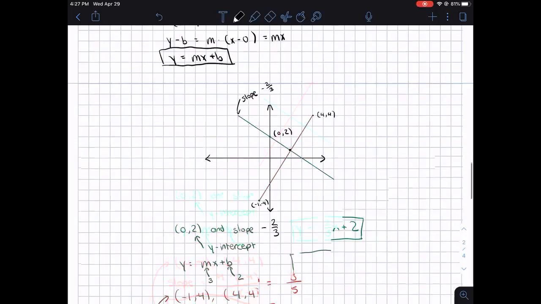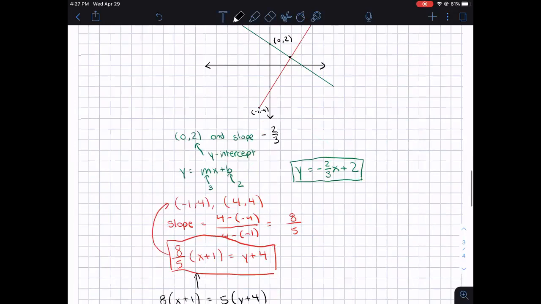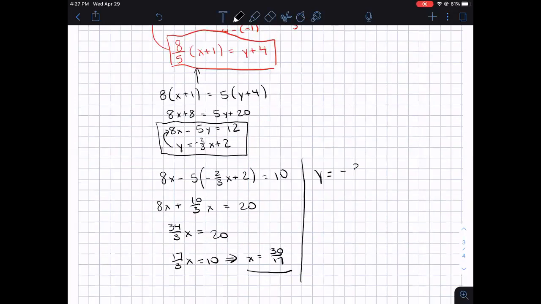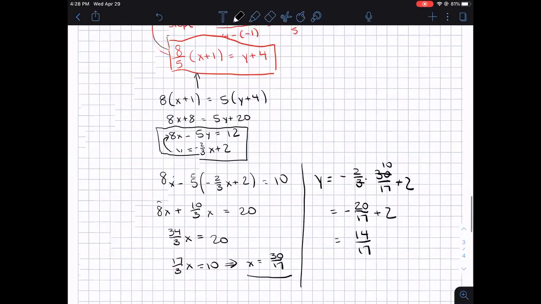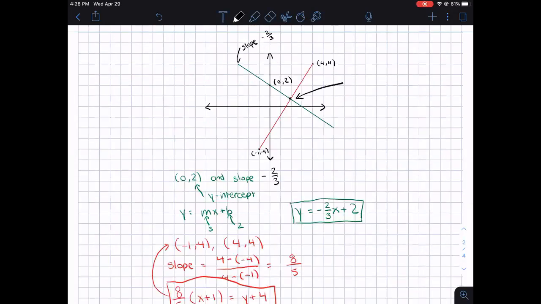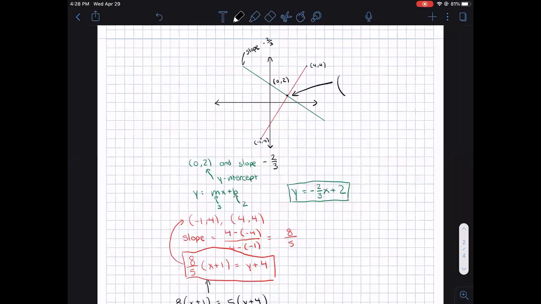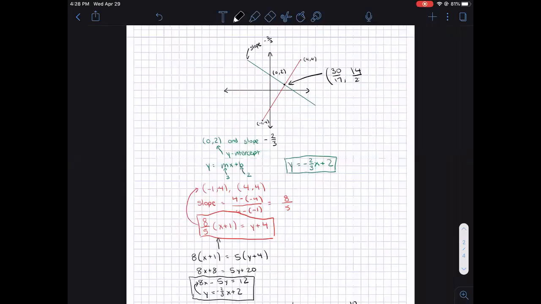Okay. So now we can just plug it in to the second equation again. So those cancel. So it's just negative 20 over 17 plus 2, which is 14 over 17. So we get the intersection to be (30 over 17, 14 over 17). Wait, 17.